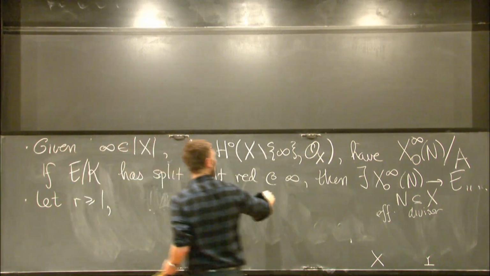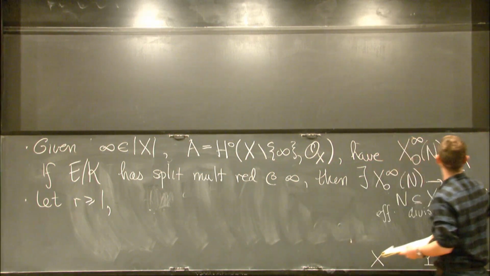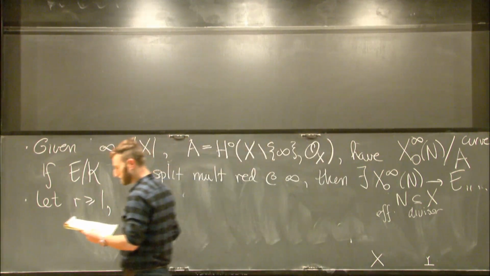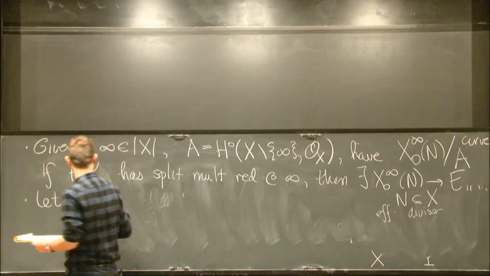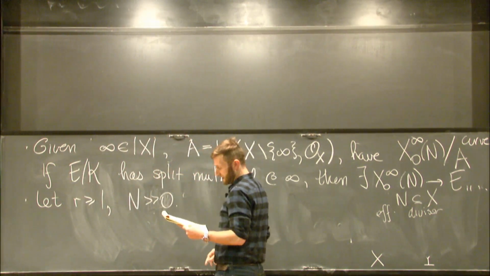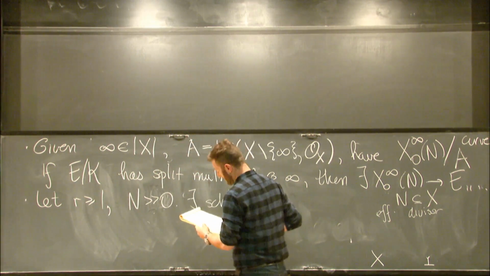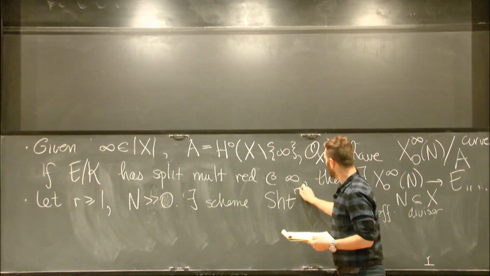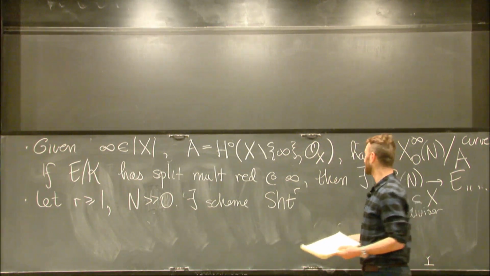So the analog, or the generalization, of this curve, this Drinfeld modular curve. Oh, I should say this is a curve. But the next thing I'm going to write down is certainly not a curve. It's going to be a scheme. I want n to be a big enough divisor, then there exists a scheme. And I'm going to write it SHT for shtukas, with R. So R is like the number of legs, so to speak.